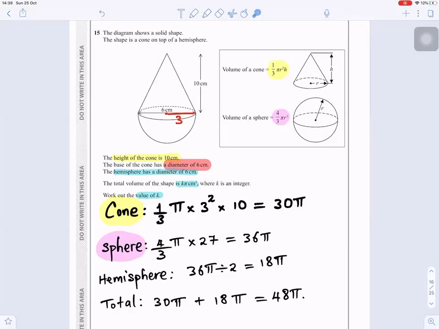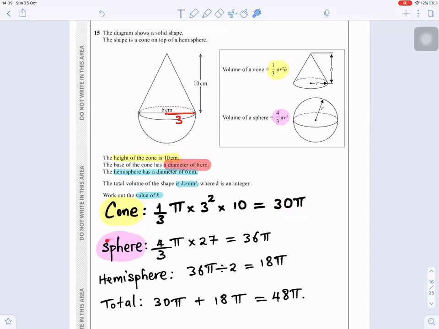1/3 pi times the radius is 3. The radius of the cone is 3. So it's 3 squared times the height is 10. The height of the cone is 10. That gives us 30 pi.